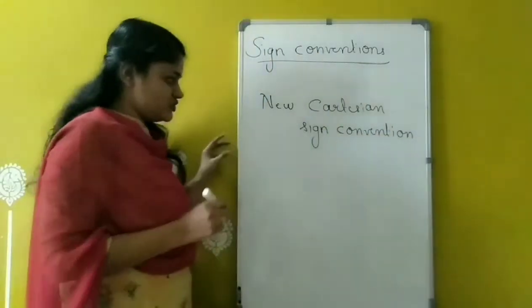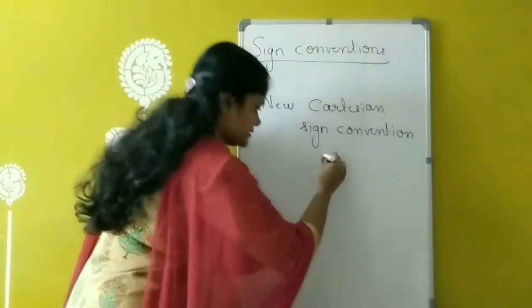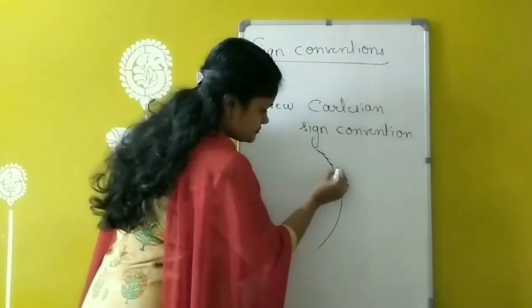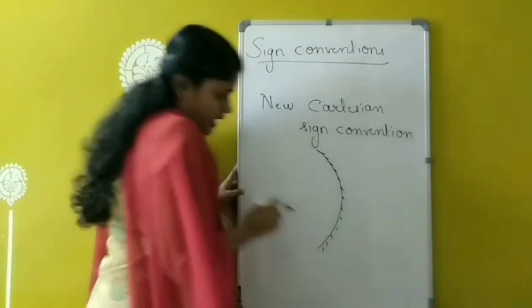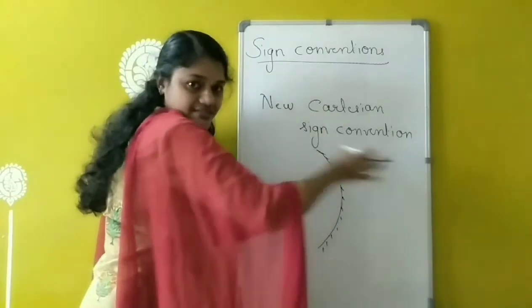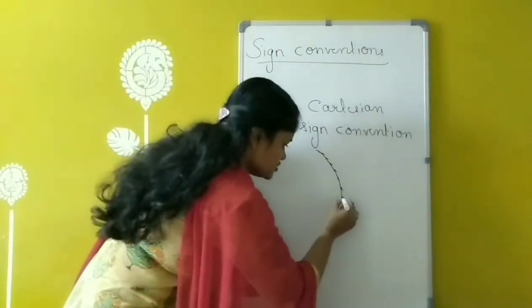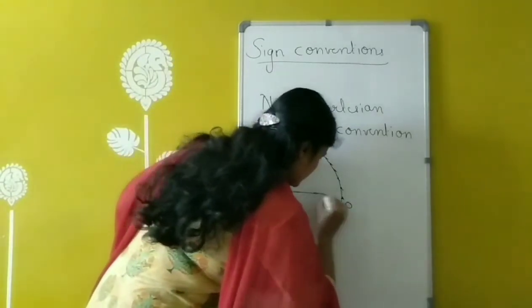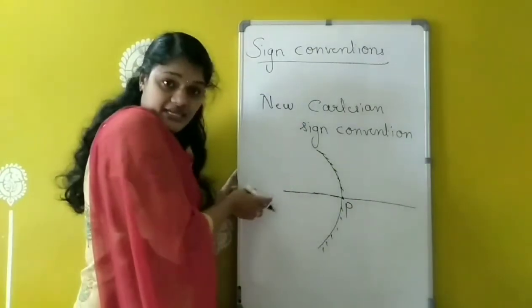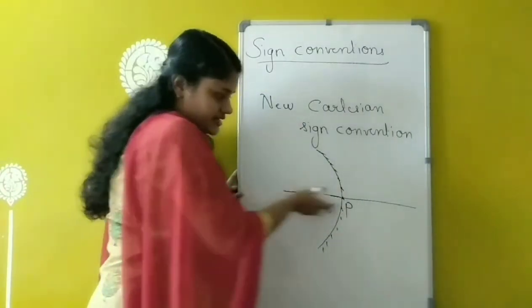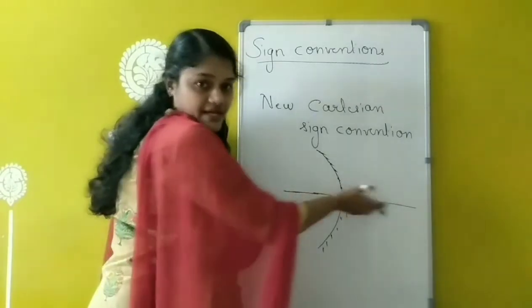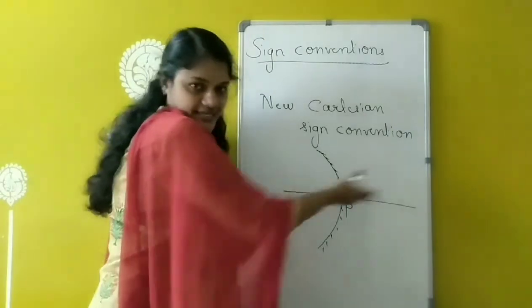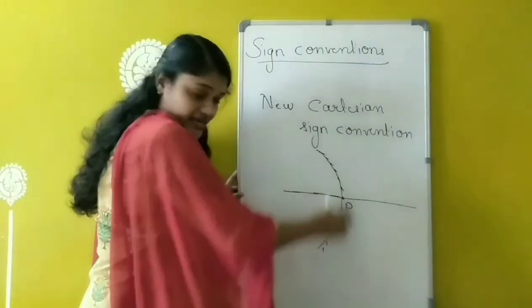For that, first of all, I am drawing a concave mirror here. So this is a concave mirror, and I am placing it on axes, that is the xy plane. This is the pole, and I am drawing the x-axis here. This is the x-axis, actually the principal axis. The imaginary straight line passing through the pole is called the principal axis. According to the new Cartesian sign convention, we can say it is the x-axis only. So this is the x-axis, and I am drawing a y-axis here.